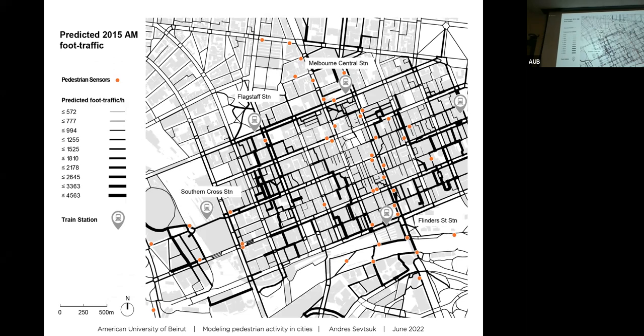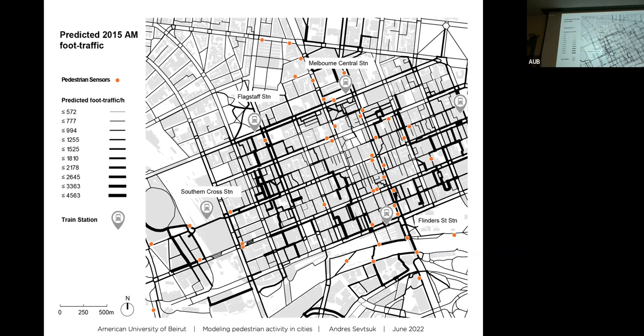So the thickest black lines are about 4,500 people per hour on a segment. And the thin lines are in the order of 500, 600, 700. We see during the morning peak period, the highest activity tends to be close to train stations. That's where the commuters come into the city, and those streets are the ones that are going to be most crowded. But the advantage here is that we didn't have to actually count pedestrians on every street.